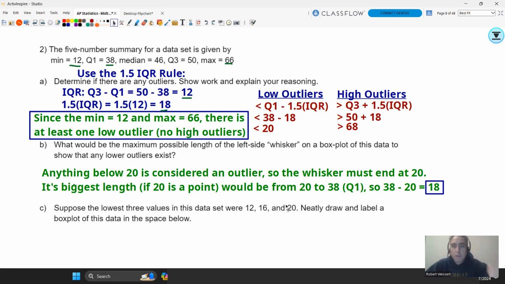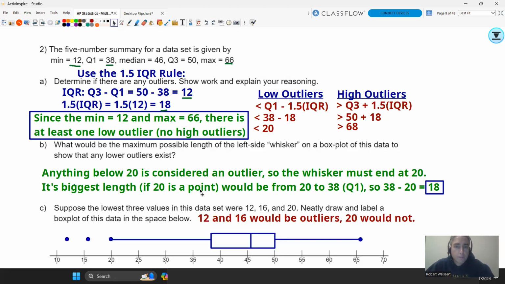You're going to have dots at 12 and 16. So it's going to look something like this. Take a moment to write that down. And I can label this just to give you some numbers here if that helps. I know that this is going to be about 12, and I approximated it, but here's 12, 16, 20 over here. And this one I estimated to be about 38, which is Q1, 46 for the median, 50 for Q3, and your maximum at 66.